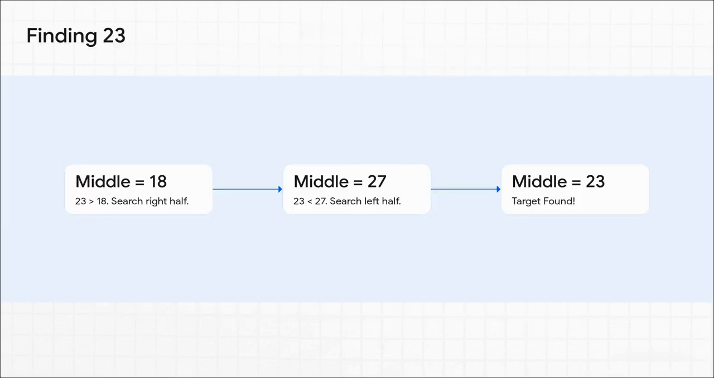Check out this example. To find 23, first we check the middle item, which is 18. Okay, 23 is greater than 18, so poof, we can instantly throw away the entire left side of the list. Our search area is now just 23, 27, 35. So we check the middle of that new, smaller list, 27. 23 is smaller than 27, so we go left this time. And there it is, 23, found in just 3 steps.